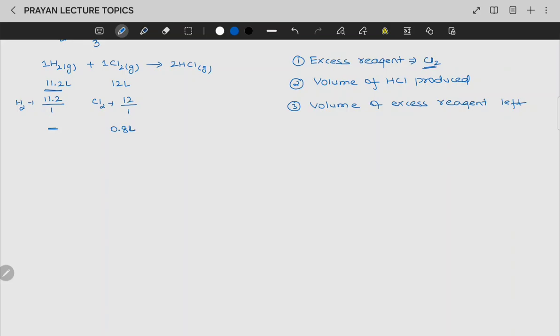Now, how much HCl will be formed? So 1 liter of H2 gives 2 liter of HCl. So 11.2 liter of H2 will give 22.4 liter of HCl.